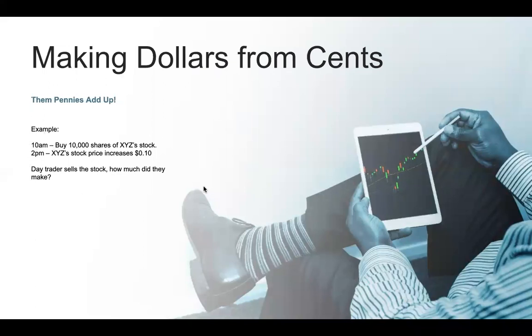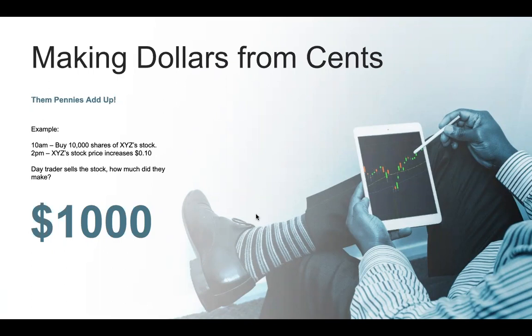I'll buy 10,000 shares of XYZ stock. XYZ stock raises 10 cents. I sell out. I made the same $1,000 that somebody else might have made trying to buy a bigger stock, and they had to put more money out. I do this, and I snowballed it, and my account is growing every day.